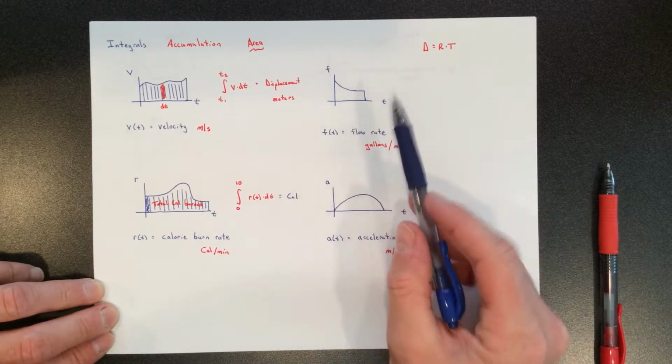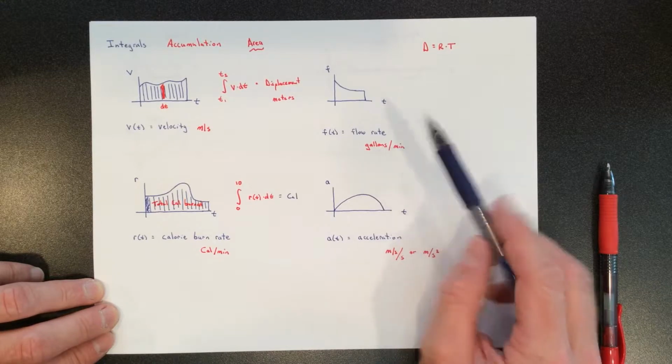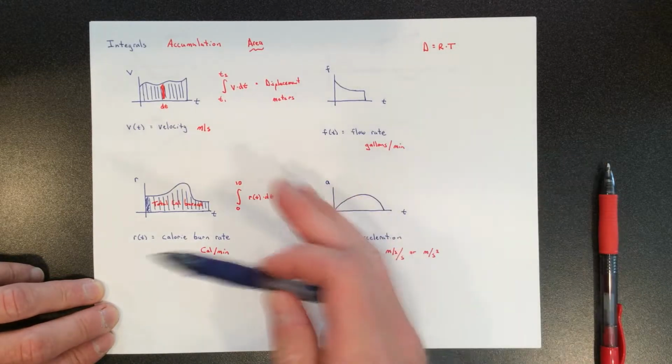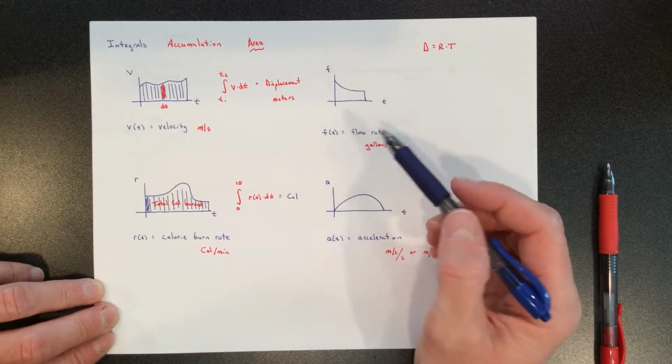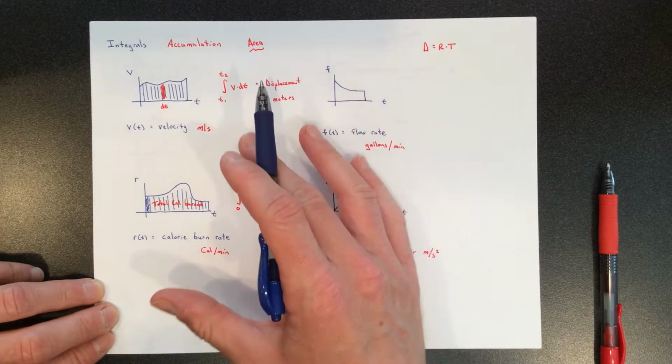Okay, how about this one? What if we integrated the flow rate? The flow rate might be the number of gallons per minute that you're dumping into a pool, or the number of gallons per minute that's leaking from something. Again, the area under the curve would represent the total number of gallons going into the pool.